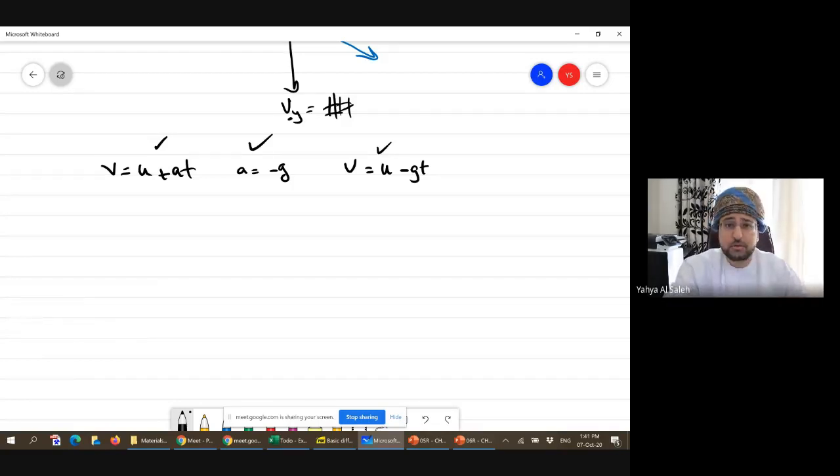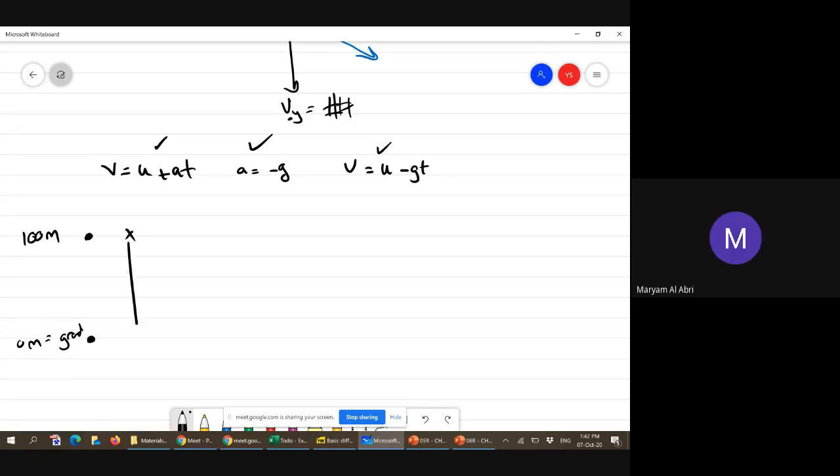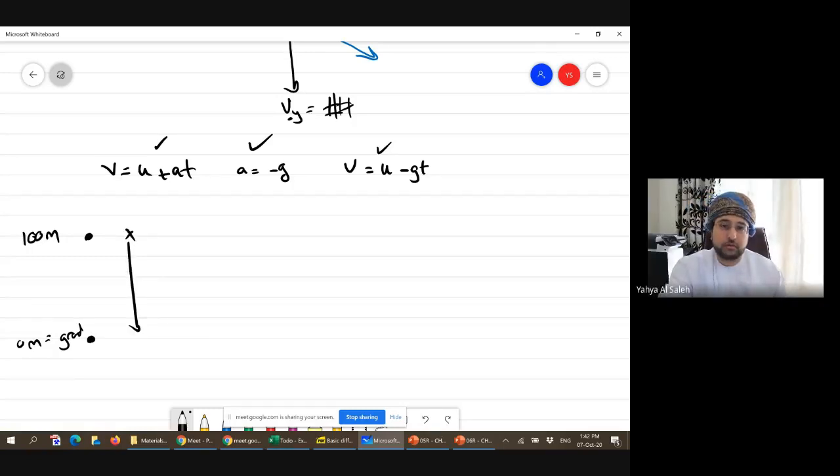Let's do this with numbers. Maybe it will make it easier. Okay. I have an object that I am throwing from 100 meters all the way to ground level, which is 0 meters. And it is under free fall. So no other accelerations, no other thing. The only acceleration I have here is g.